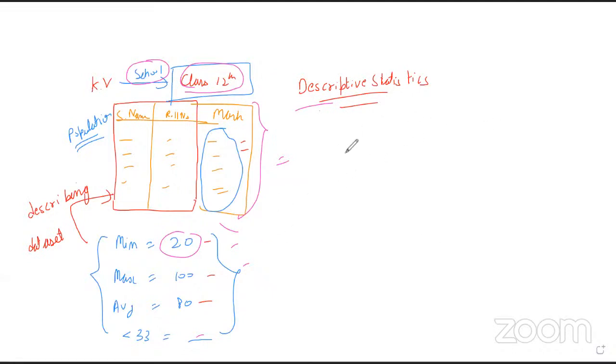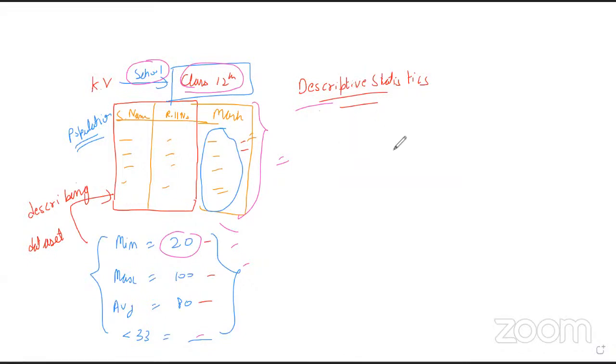But finding the average doesn't come under inferential statistics? No, we are describing this data set. We are not drawing conclusions or anything. I am finding the average of the given data set only. I am describing this data set only. Then we come to inferential as well.